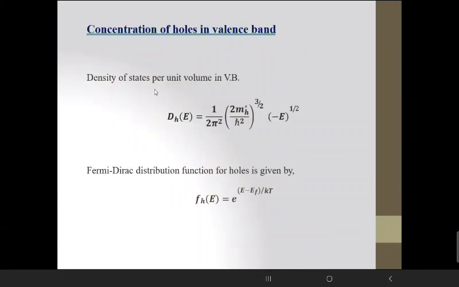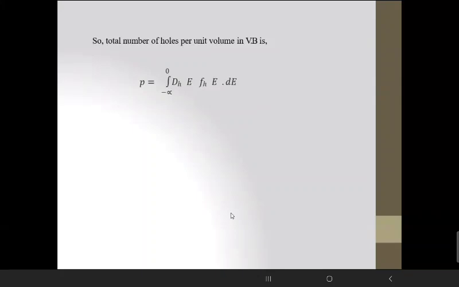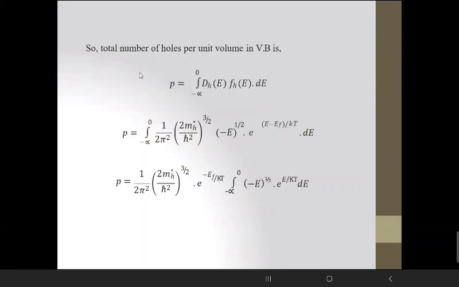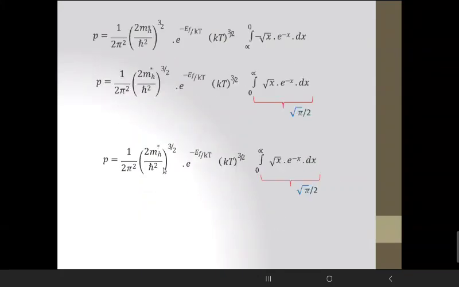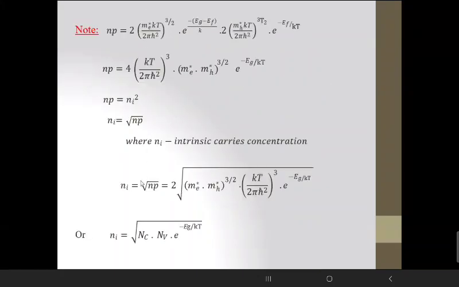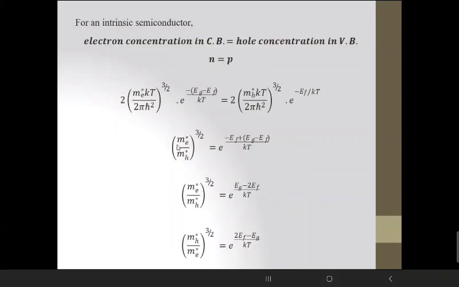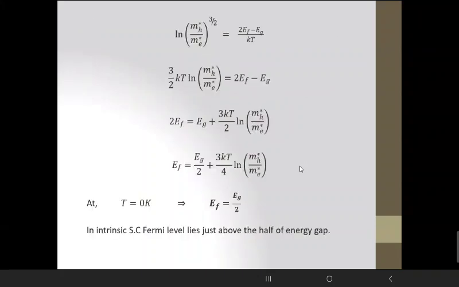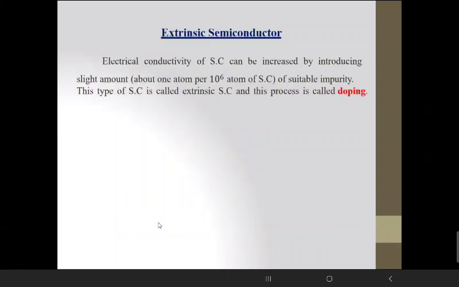Thereafter, to find the concentration of holes, you need to find the density of holes in the valence band and the Fermi energy of holes. Then you multiply, and you will get this. Then you can find the intrinsic carrier concentration, Ni, which is equal to root of np, so you need to multiply n and p. And to find the Fermi energy, you equate the number of holes to the number of electrons. Then for the intrinsic semiconductor, the Fermi level lies just above the half of the energy gap.